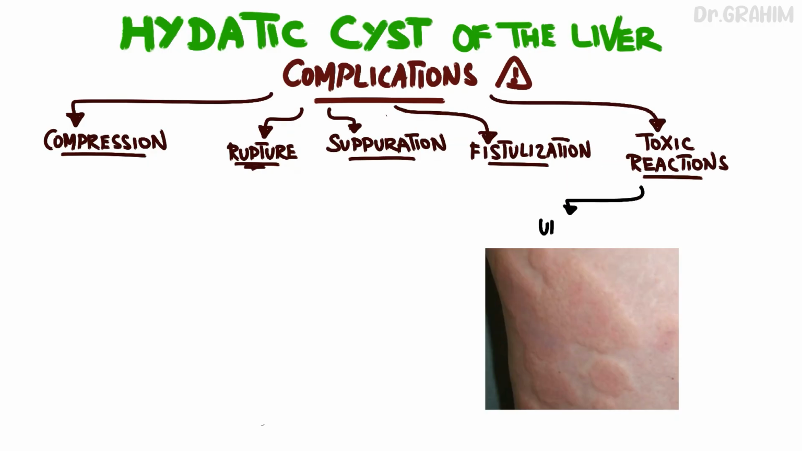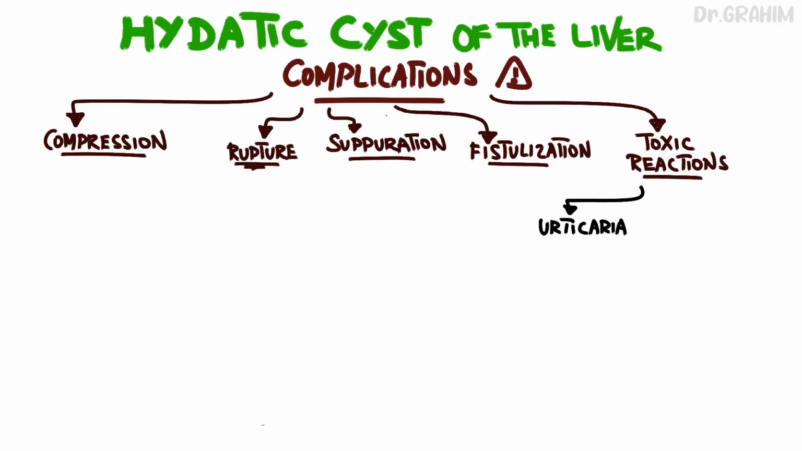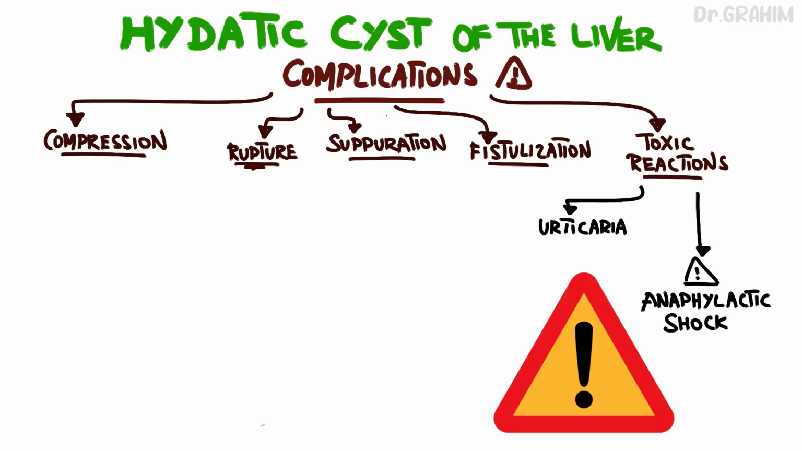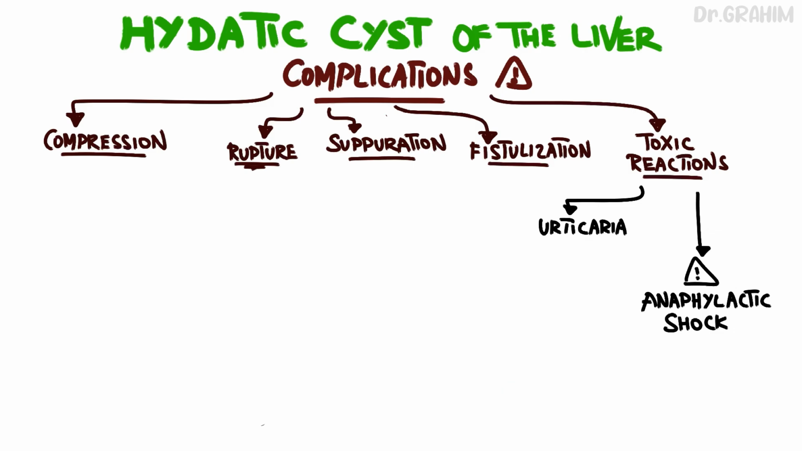Urticaria and itching may occur due to the release of parasitic antigens into the bloodstream. In the event of cyst rupture and massive release of its contents, anaphylactic shock may result, which is a severe, life-threatening allergic reaction. Finally, the hydatid cyst may also develop in other organs, particularly the lungs.